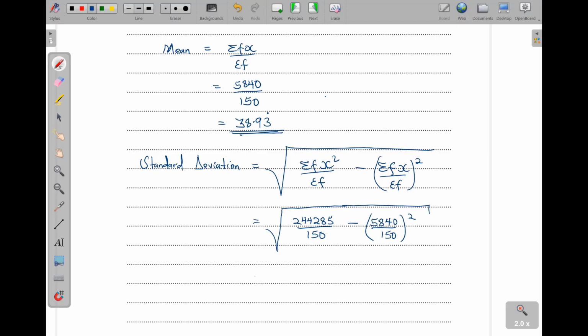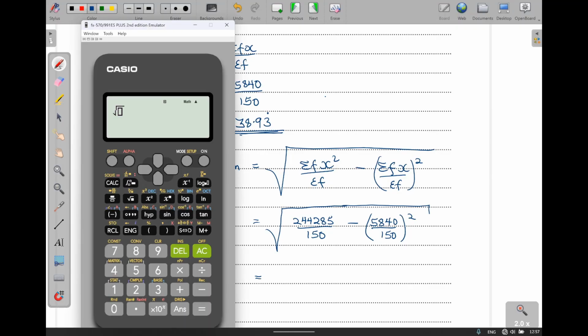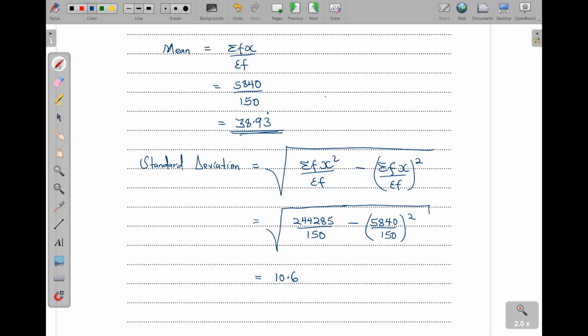So when we put everything in the calculator, what do we get? Square root, we have 244285 out of 150. Then next, we are having minus, this is 5840. You don't put the other rounded figure, okay? You just put the whole of it again so that you produce perfect answers. Then you put that squared, then press equals. So to three significant figures, I'm going to write 10.6. This will be 10.6, three significant figures.